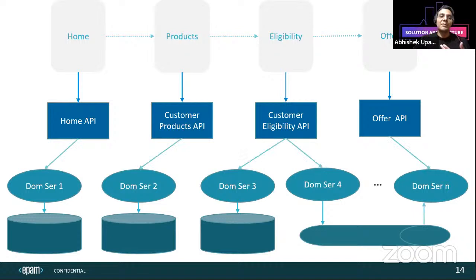Now, these experience APIs can communicate with multiple domain services. They might be doing some kind of choreography, but they handle all these things. But these experience APIs are purposely built according to the user interface requirements.